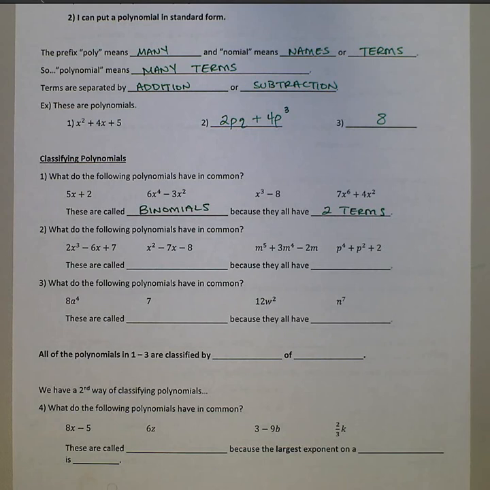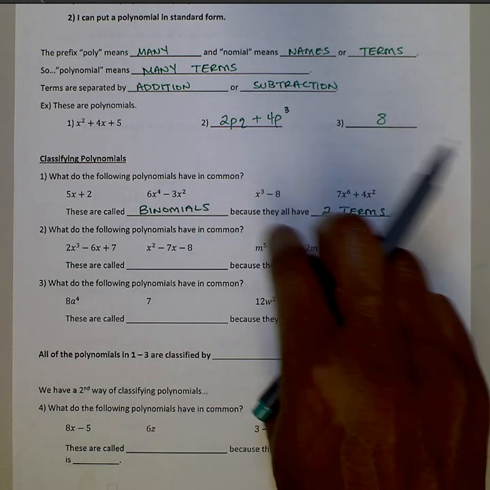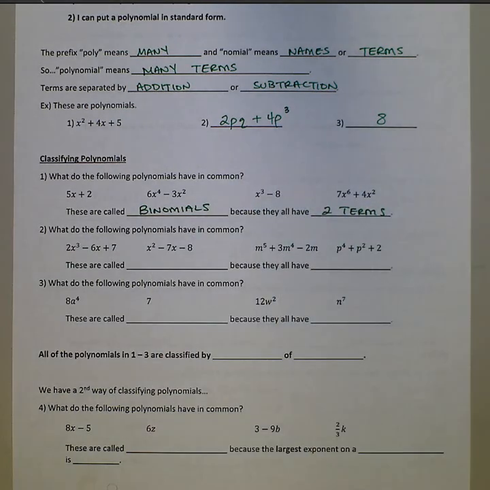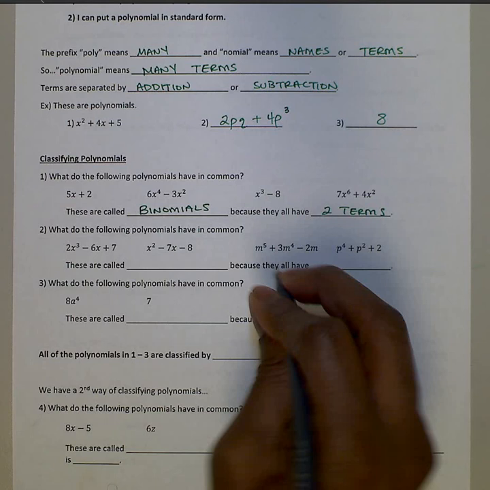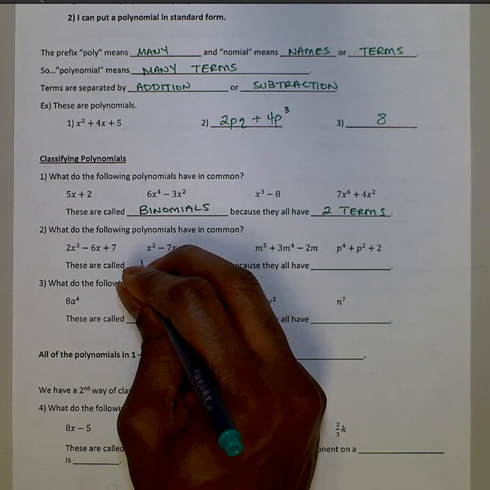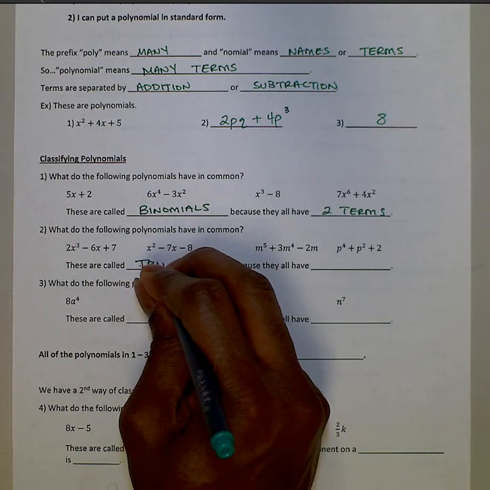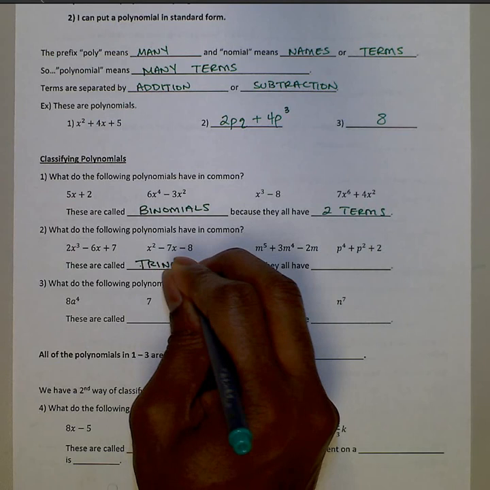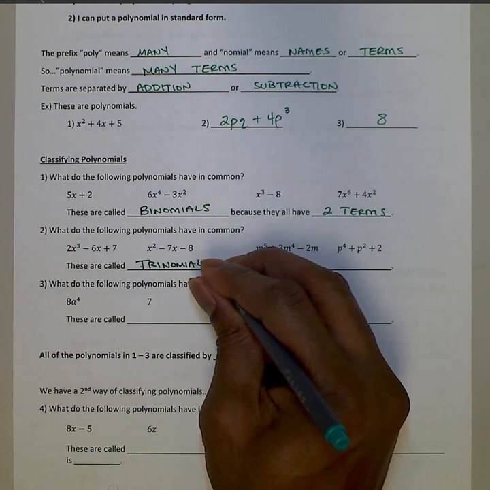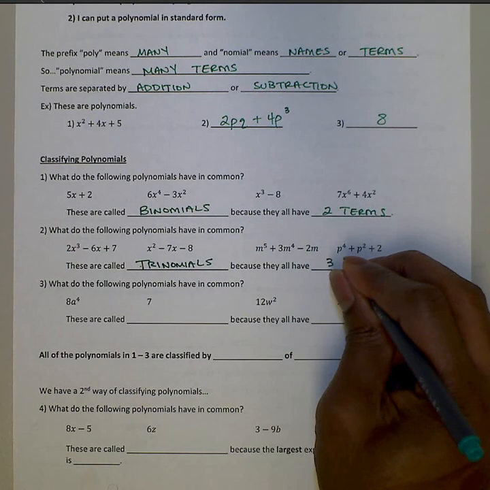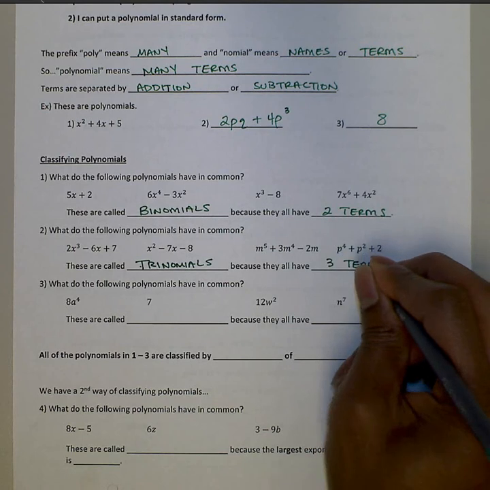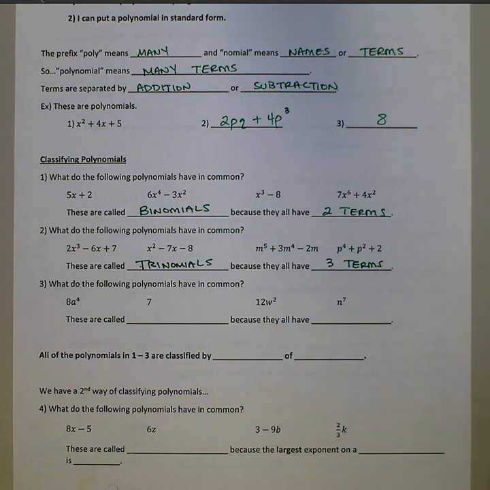What do the following polynomials have in common? 2x cubed minus 6x plus 7. All these, notice that they have 3 terms. They are called trinomials because they have 3 terms. Tricycle, triangle, tripod. Tri means 3.